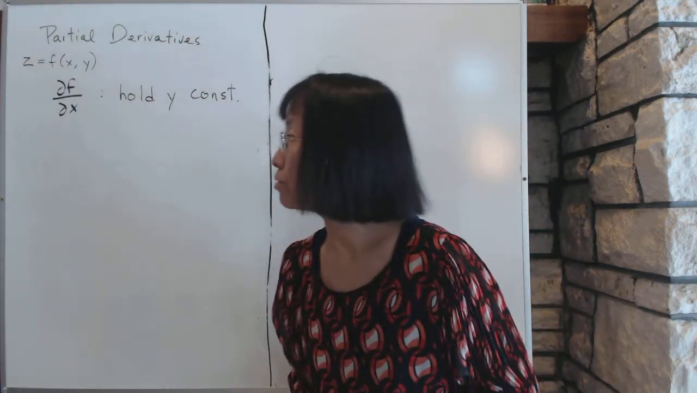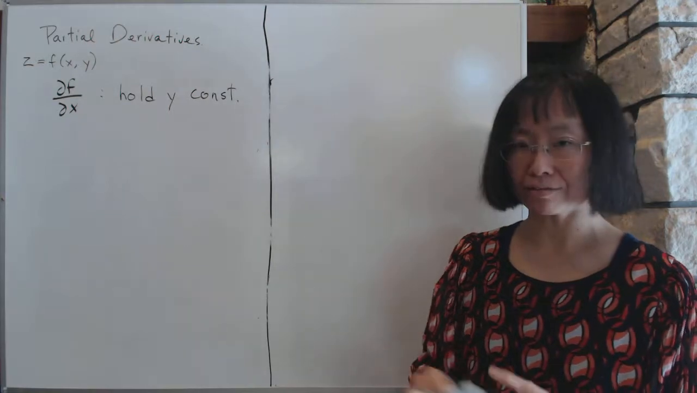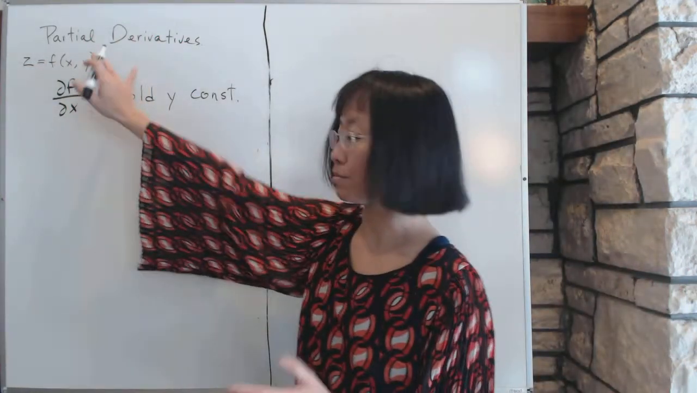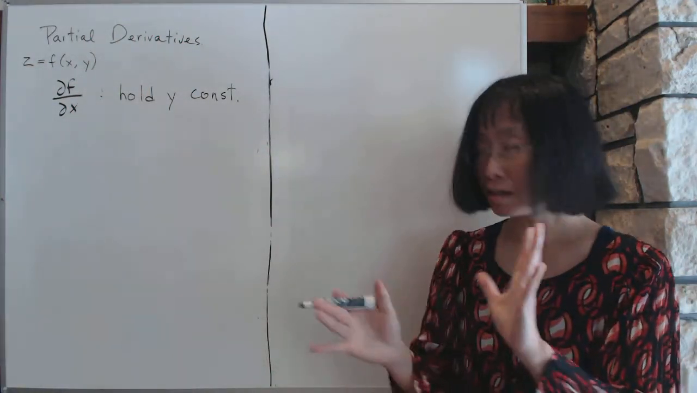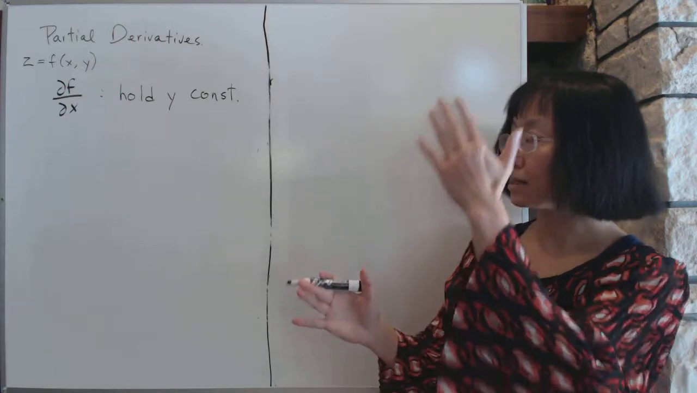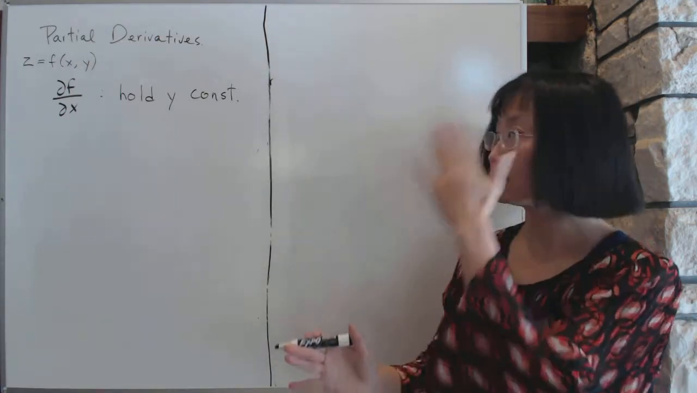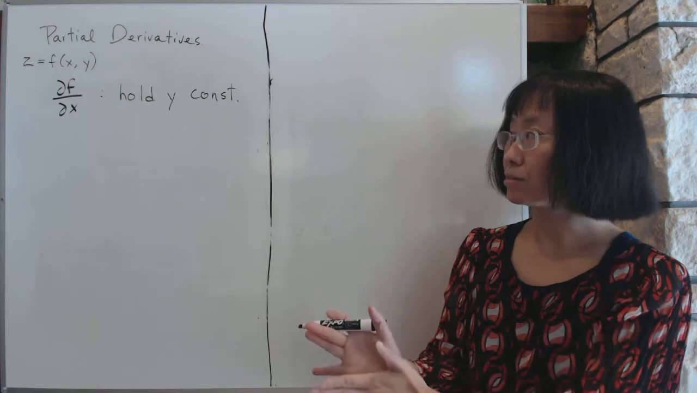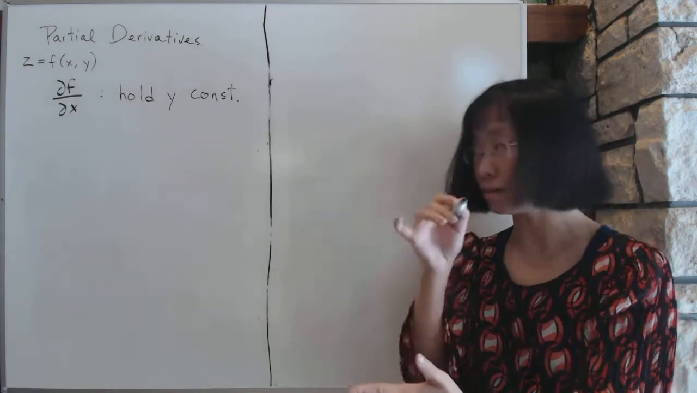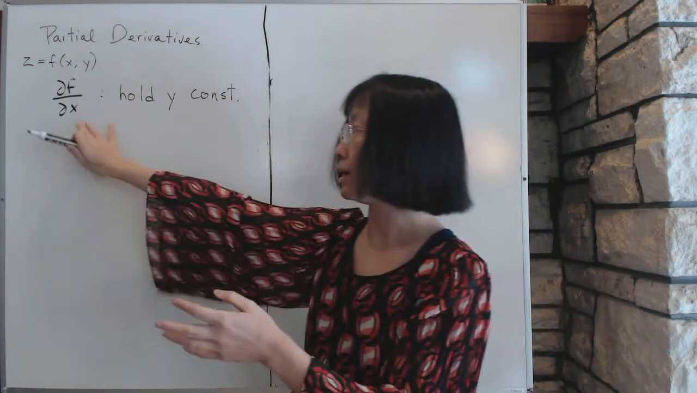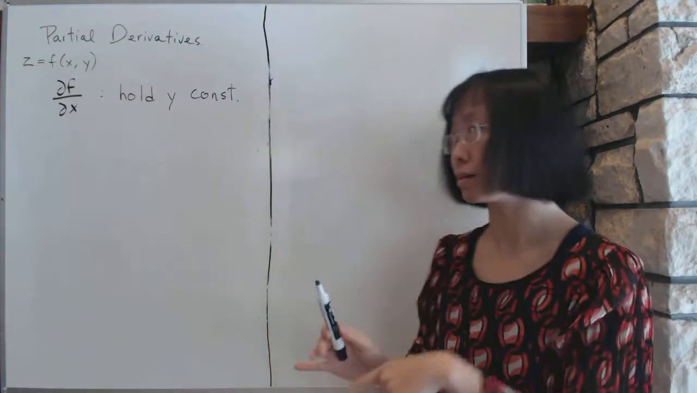What that means is that you have a surface in three-dimensional space, and you're pretending you're taking a plane and cutting the surface, intersecting the plane with the surface so that you come up with some kind of a curve. And the partial derivative is the slope along that particular curve.